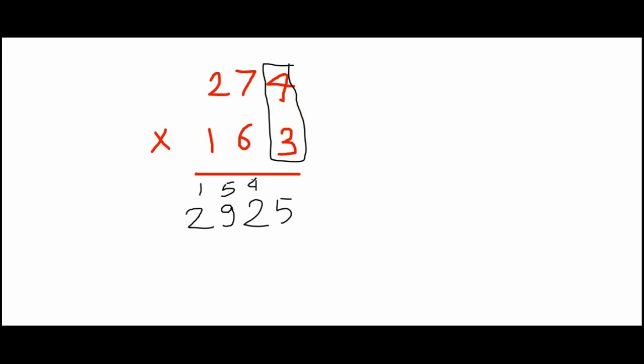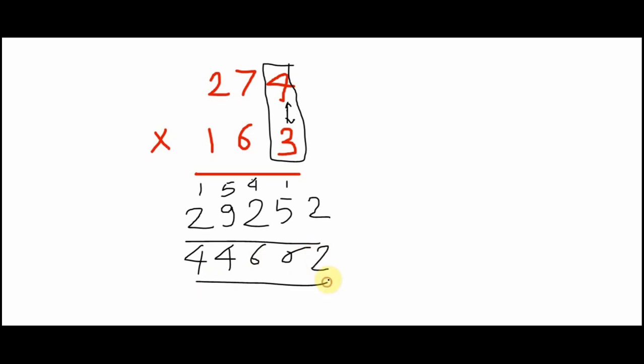Again decrease the order of grouping and you are just left with the last digit of the numbers, that is 4 and 3. When you multiply 4 with 3, you get 12. 12 can be written as 1, 2. So the answer is 4, 4, 6, 6, 2.